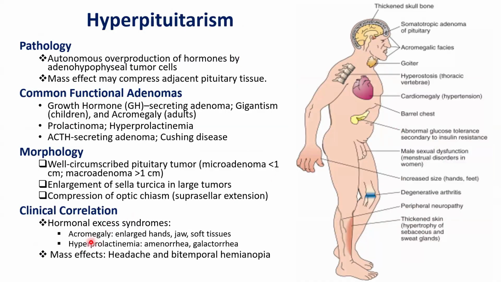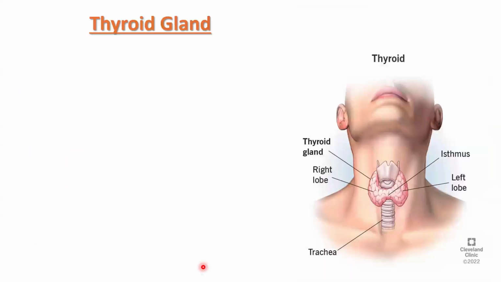And you can see there now, you'll have acromegaly. A person with acromegaly has enlarged hands, enlarged jaw, and soft tissues. Hyperprolactinemia leads to galactorrhea, amenorrhea, and such things. And due to the mass effects, the person will have headaches and bitemporal hemianopia.